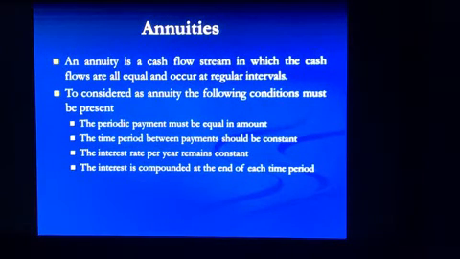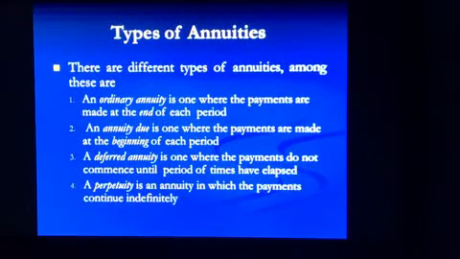Annuities are basically the same as the future value of a cash flow stream, but here the periodic payments are the same, they are not different. There are 2 kinds of annuities. The first one is the ordinary annuity and the second one is the annuity due. These are the most common annuities.